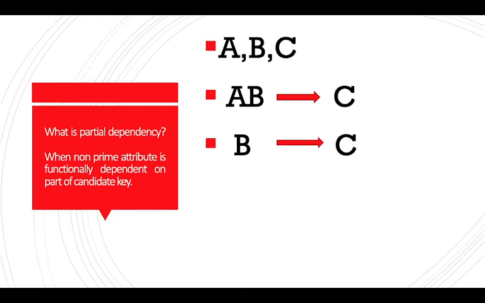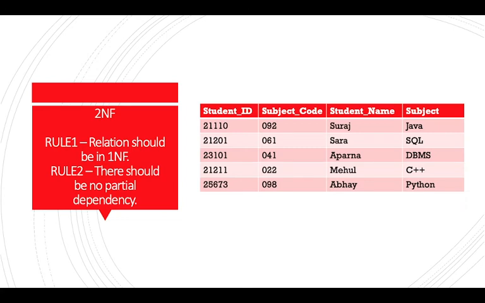So here comes the concept of 2NF. For a relation to be in 2NF, it has to follow two rules. The first rule is that the relation should be in 1NF, and the second rule is there should be no partial dependency. And now you know why, right? So, to understand this, let us consider this example. We have a table with student ID, subject code, student name, and subject.